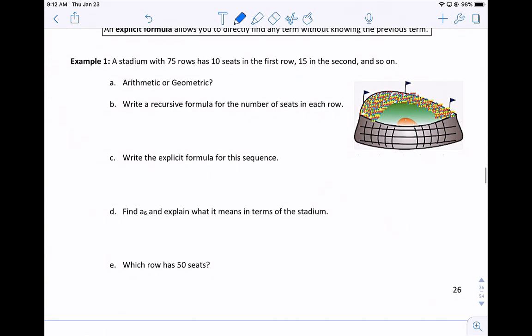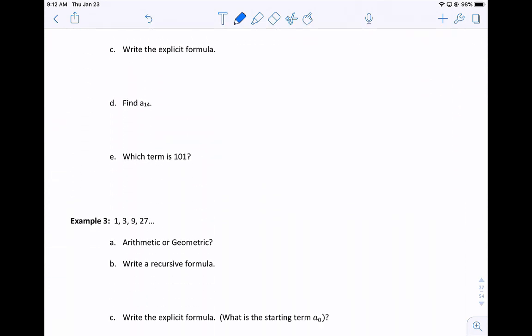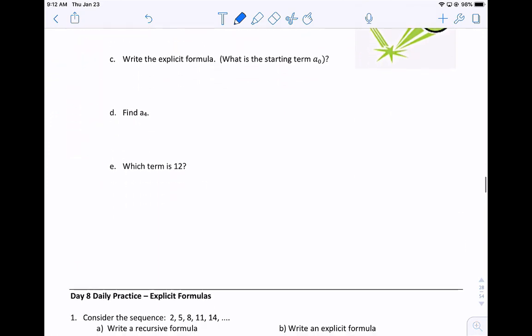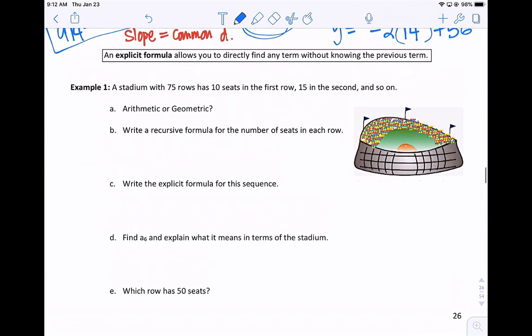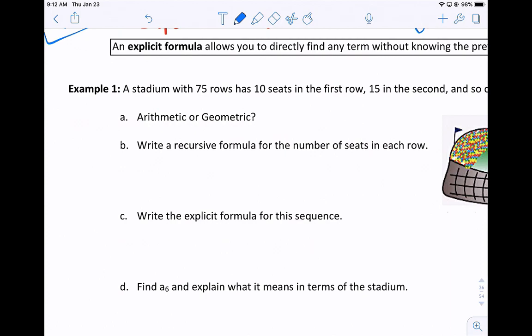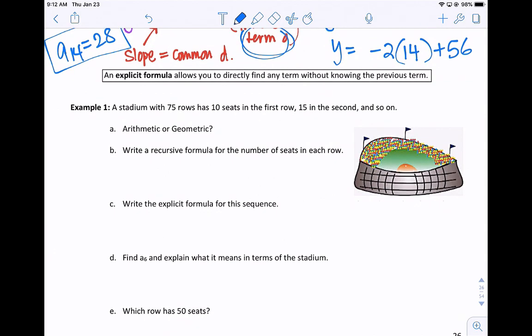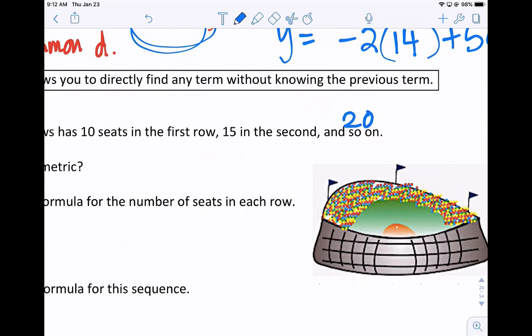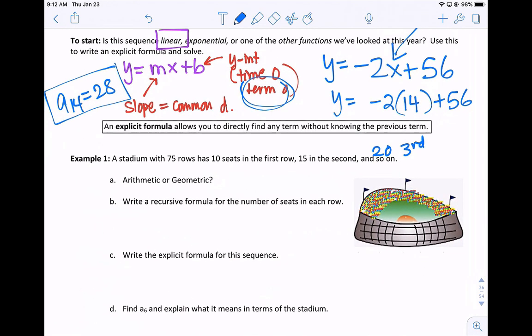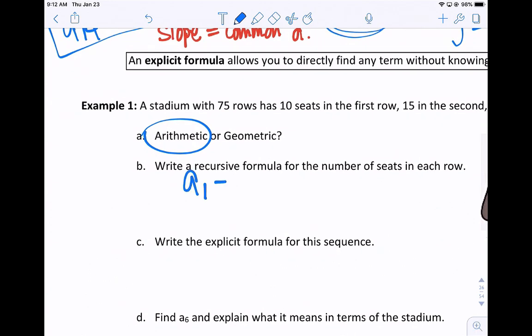So here's another example, and then we'll take a look at a few more. A stadium with 75 rows has 10 seats in the first row, 15 in the second, and I should have said 20 in the third, and so on. So this one would be arithmetic. Can you write a recursive formula for the number of seats? Oh, we did this before, so we would say in row 1 there's 10 seats. For any row, take the row before it and add 5.